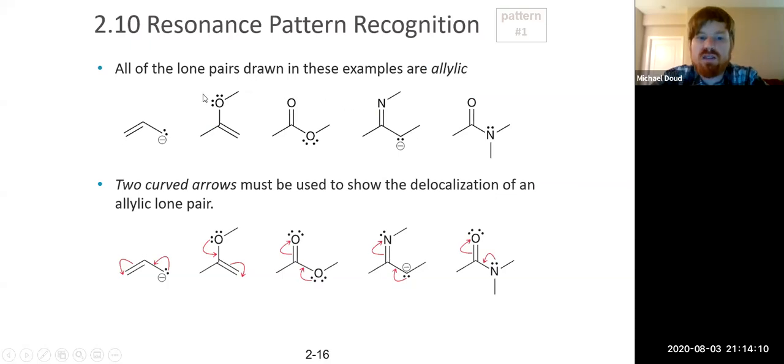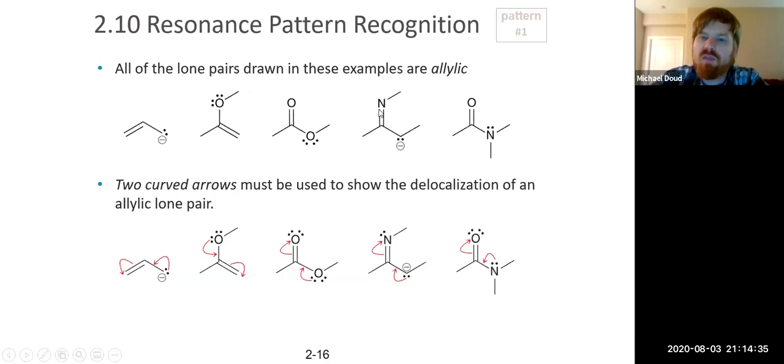Okay. So these lone pairs are allylic up here. We look here, we have a pi bond next to a carbanion, a pi bond next to an oxygen. And here we actually have a carbon double bonded to an oxygen, a carbonyl, bonded to another oxygen. Can you recognize what this is? It's an ester: carbon double bond oxygen bonded to an oxygen bonded to a carbon.